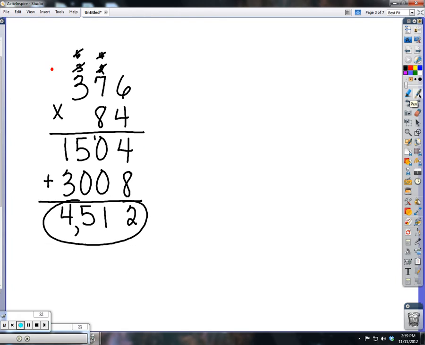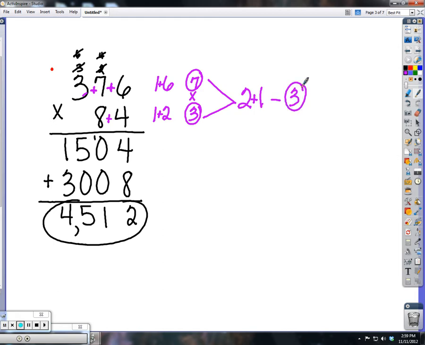So let's go through and do the digital root to check it. 3 plus 7 is 10. 10 plus 6 is 16. Repeat the addition. 1 plus 6 is 7. There's my single digit. 8 plus 4 is 12. Repeat the addition. 1 plus 2 is 3. Now that I'm at my single digits, I multiply. 7 times 3 is 21. Now I do not have a single digit, so I have to repeat the addition again. 2 plus 1 is 3. Now I'm finished. I'm looking for 3.